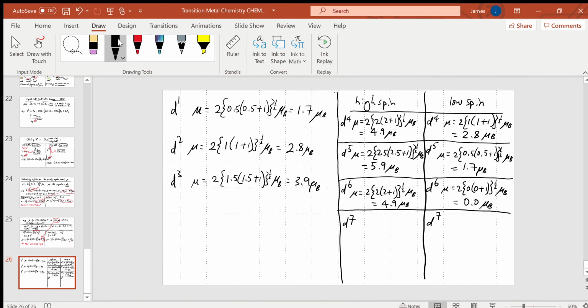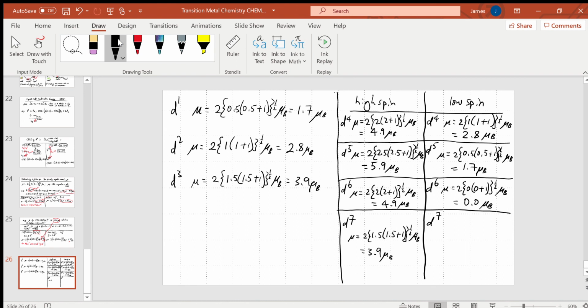Okay, 7, the last of the tricky ones. 7, spin only magnetic moment. We have 1.5 spins, so that's 2, 1.5, 1.5 plus 1, square root Bohr magneton. That's equal to 3.9.